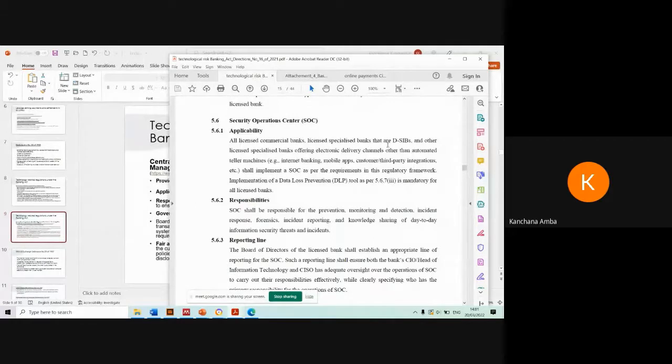So here we go. All banks that are DSIBs or other licensed specialized banks offering electronic delivery channels other than automated teller machines, including mobile apps, third-party apps, shall implement a SOC, a security operations center, as per the requirement. So basically, if you have any electronic delivery channels, which means all the banks get caught by this, right? Even though this is other than automated teller machines, that is the very front end. So everything that falls behind that becomes electronic delivery channels, right? Therefore, it's applicable to all.